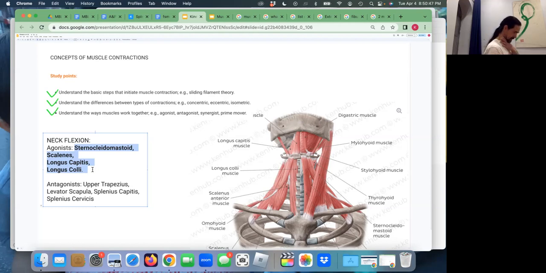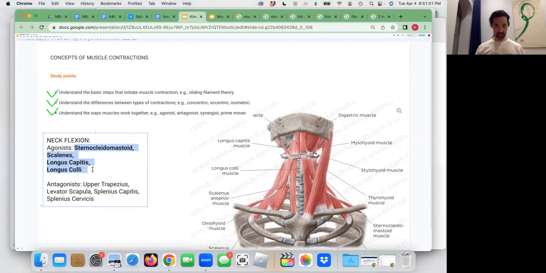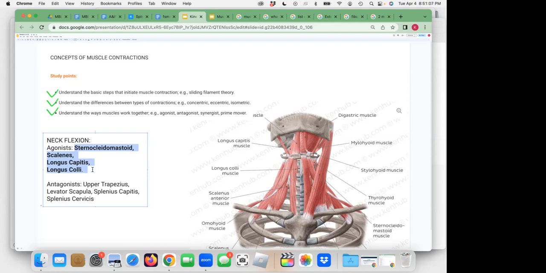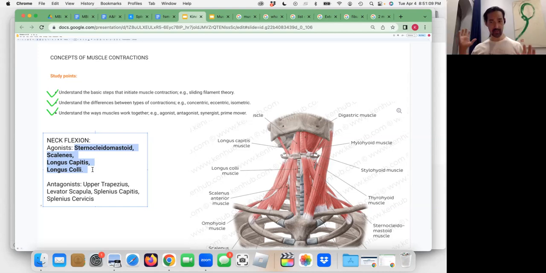See, neck flexion is moving in the direction of the fibers. All the fibers are going this way, right? So the fibers are shortening. That's a concentric contraction of an agonist muscle. And then MINT, where would the antagonist muscle be? Front, side, or back of the neck? Back of the neck.